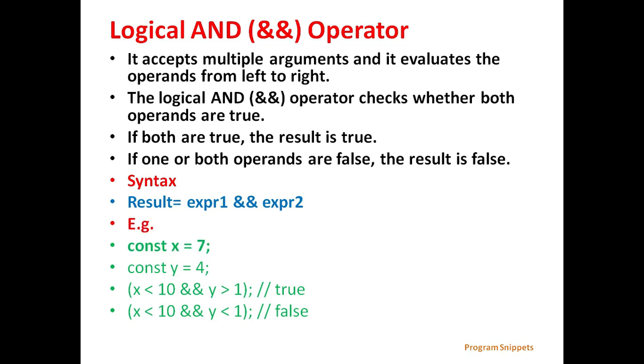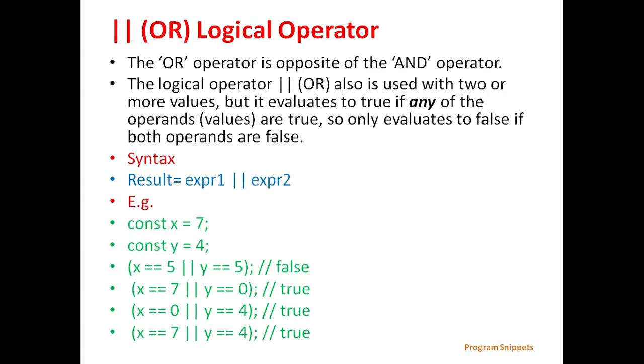For example, here we have defined x equal to 7 and y equal to 4, and if we check x less than 10 and y greater than 1, it will return true. And if we check x less than 10 and y less than 1, it will return false. Since the value of y is 4, y less than 1 is false, so it will return false.